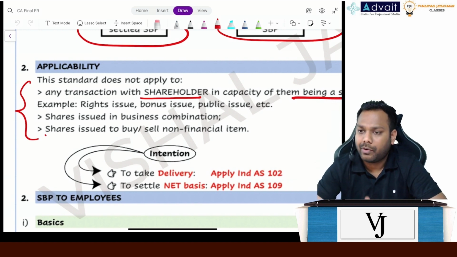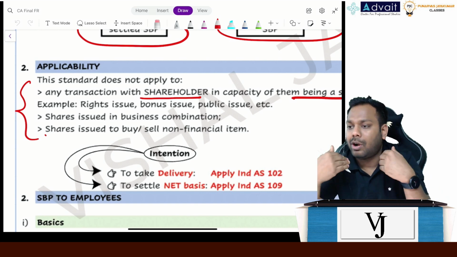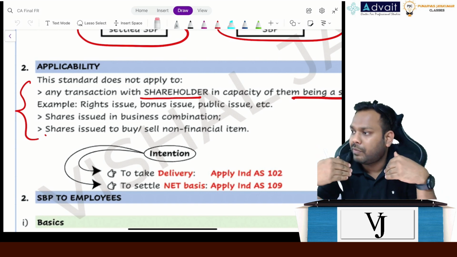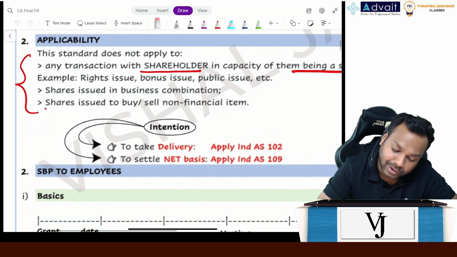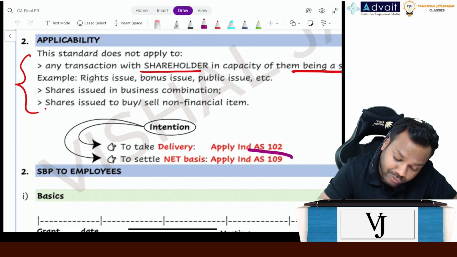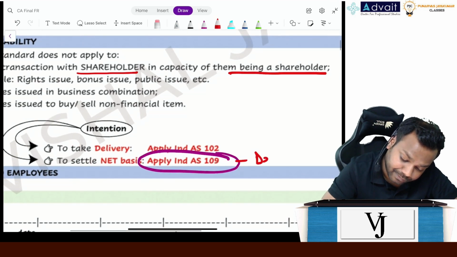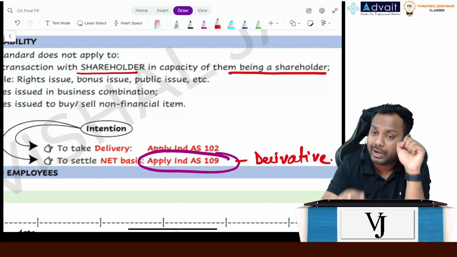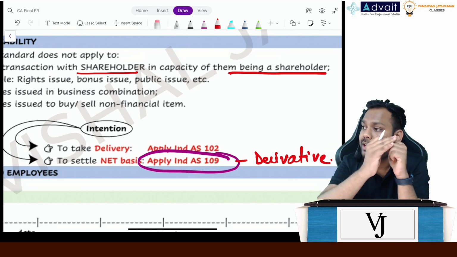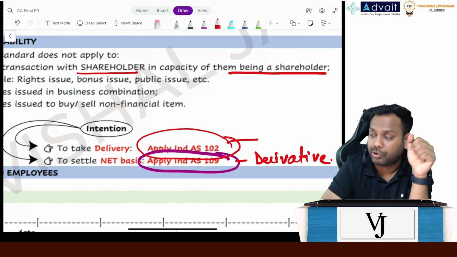Now, if my intention is to do net settlement, meaning I will not deliver the shares, you will not give me the delivery of the goods or services, rather we'll just do the net settlement, that transaction is covered in Ind AS 109. That's what we studied in Ind AS 109 also. That is called derivative contracts, right? But if we take the physical delivery, definitely we have to issue the shares also. When we issue the shares by taking the physical delivery, that transaction will be covered here in Ind AS 102.